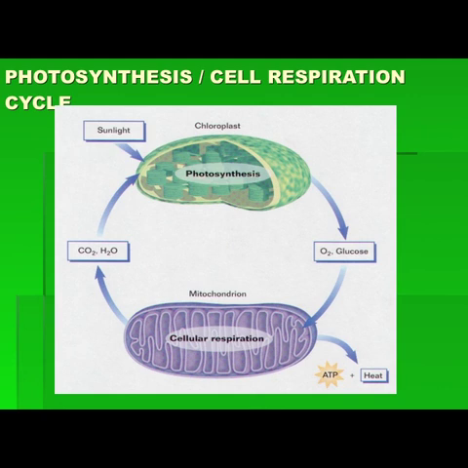Everything ends up as waste heat, and the products of this are CO2 and H2O, carbon dioxide and water, which will be going back up at some point to another chloroplast, and added with sunlight will create glucose and oxygen. Photosynthesis, cell respiration cycle. Carbon dioxide and water into chloroplasts, glucose and oxygen out, glucose and oxygen into a mitochondria, carbon dioxide and water come back out.